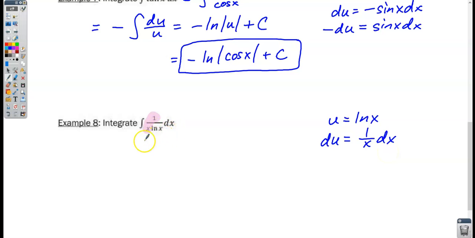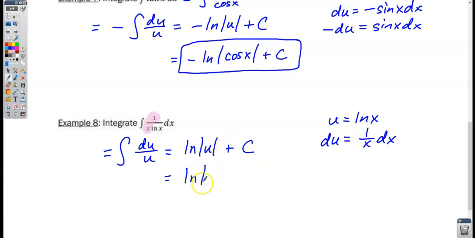That gets everything else. And this can be rewritten as the integral of du over u. We take the integral, that's natural log of the absolute value of u plus c, and then we bring our u back, and boom, there's our answer.